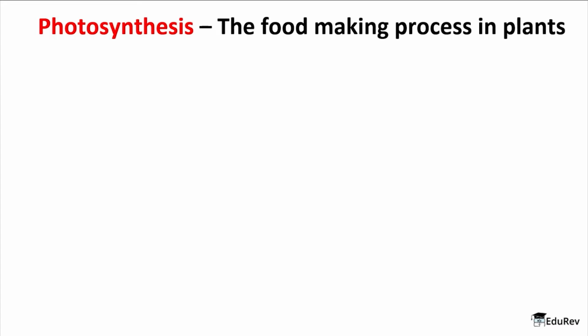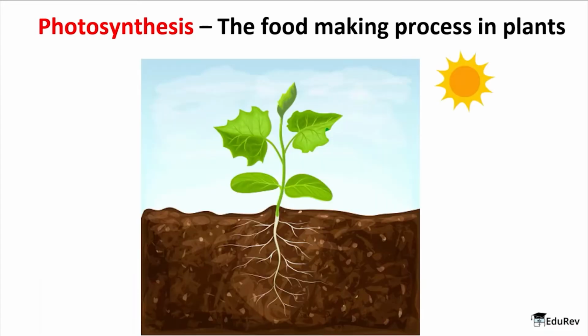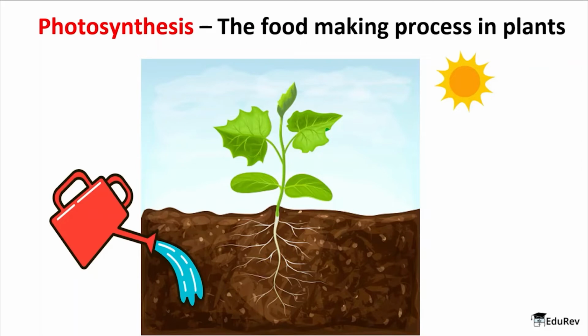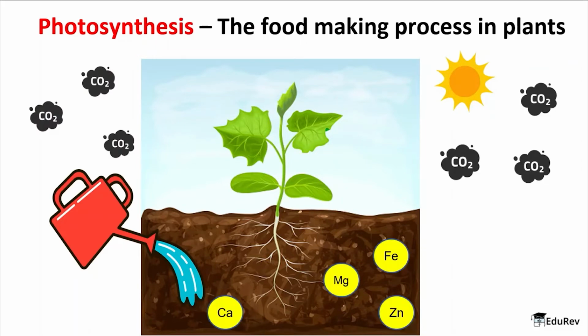So as discussed, photosynthesis is the food making process in plants, and every plant which is in presence of sunlight requires these three main ingredients for making food, which is water, carbon dioxide, and different minerals. Now, water, carbon dioxide and minerals are the raw materials which are present in the immediate surroundings of the plant, but since the food making process happens in the leaves, we have to find a procedure to somehow make all these raw materials reach the leaves of the plant.